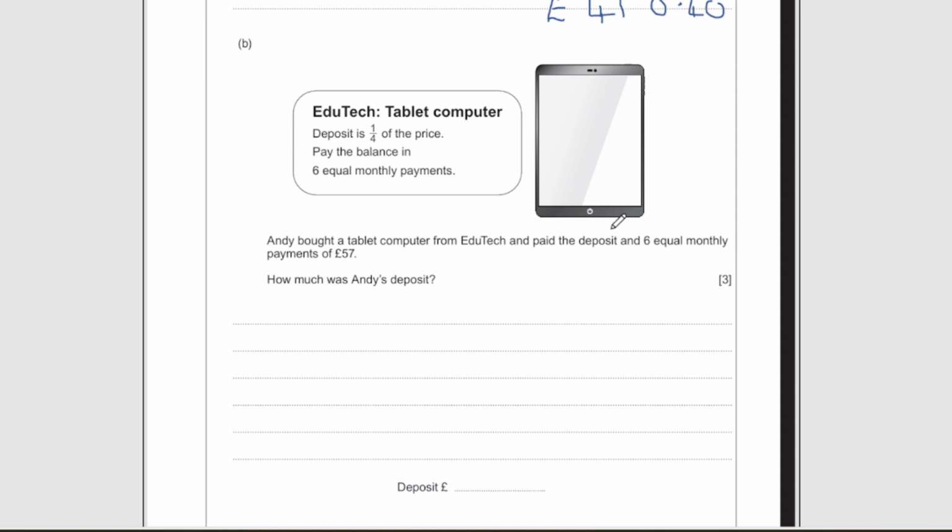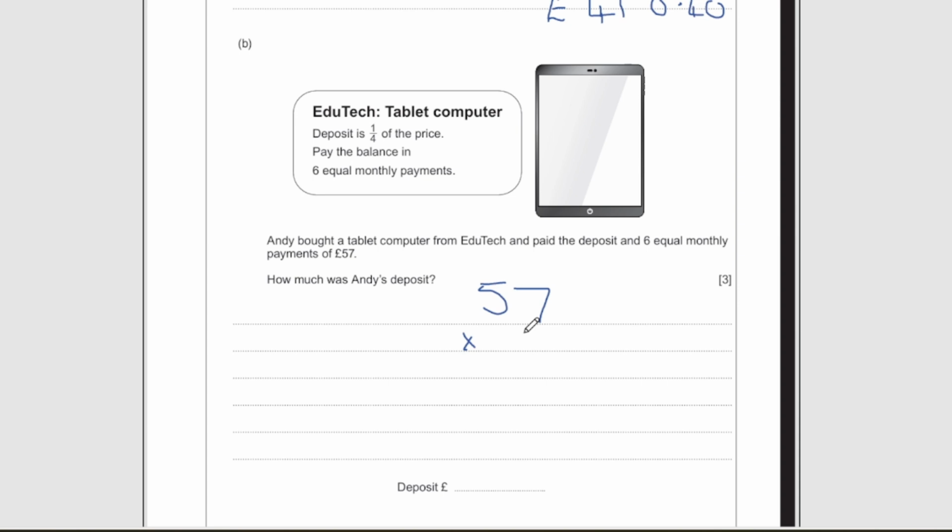He paid a deposit in 6 payments of £57. How much was the deposit? Well, the deposit is a quarter of the price. So first thing we do, 57 times 6. We're actually going to use column method for that because that's quite difficult, isn't it?